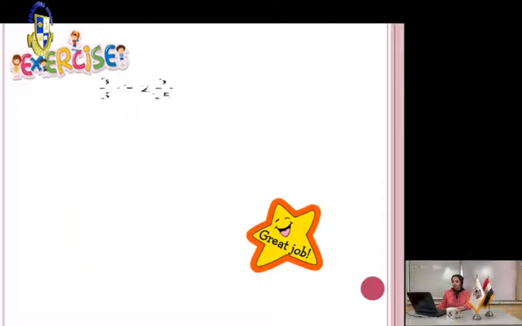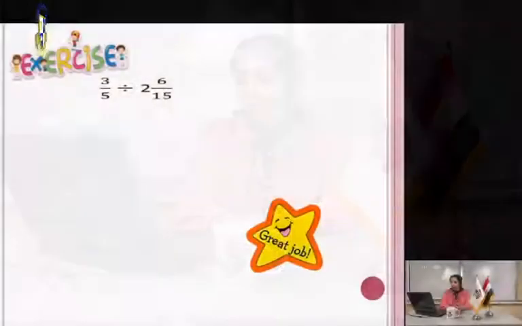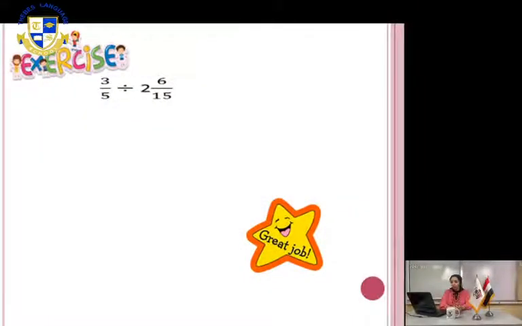So easy. Another example. 3 over 5 divided by 2 and 6 over 15. We have here a fraction and a mixed number. As we said before, convert the mixed number into an improper fraction. It will be 3 over 5 divided by 36 over 15.